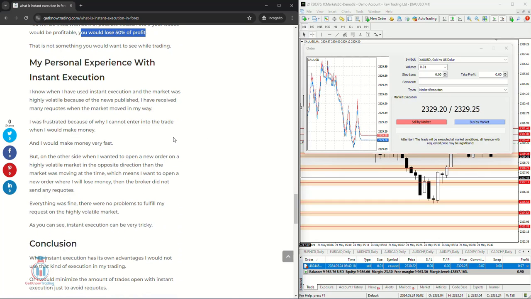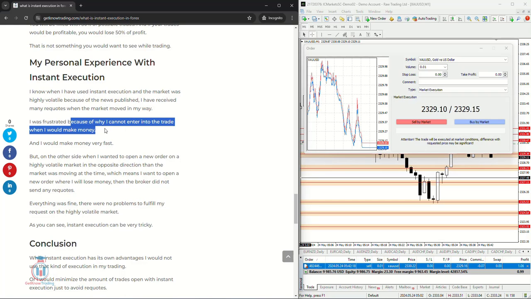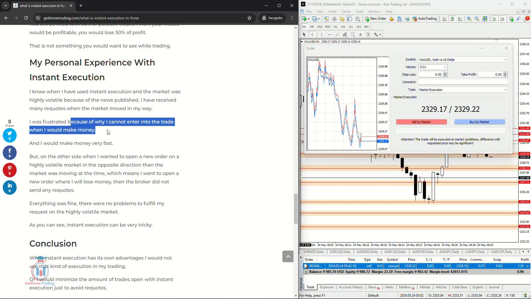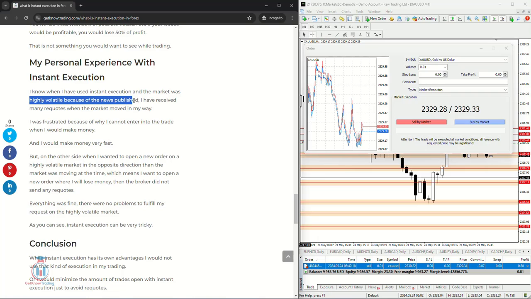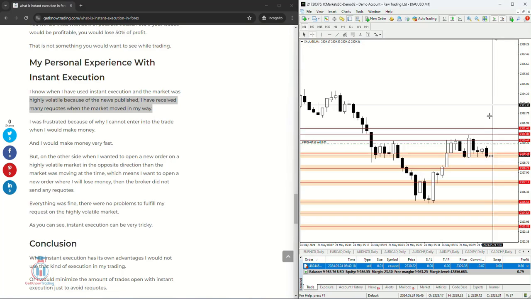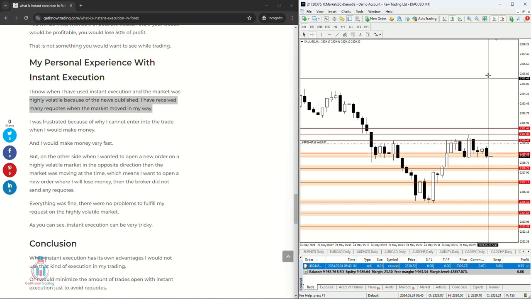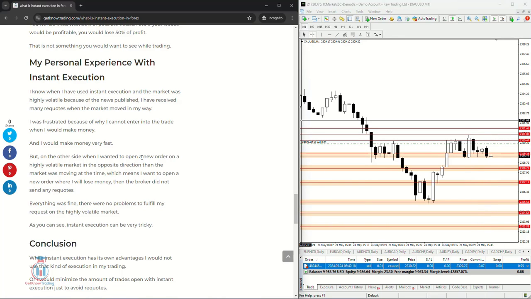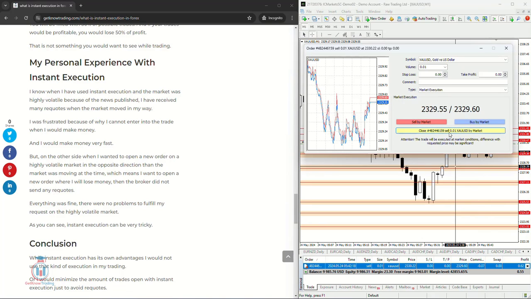My personal experience was that I was frustrated because I could not enter the trade when I would make money, and that time was when it was highly volatile because of the news being published. When you are trading the news, sometimes the price can jump very fast and also be jumping between two prices, which is very far from each other. So this is something that can happen, and also many traders experience that problem, but some of them are managing to solve all requests from the traders, so they open the trade easily. Now I will close this order.